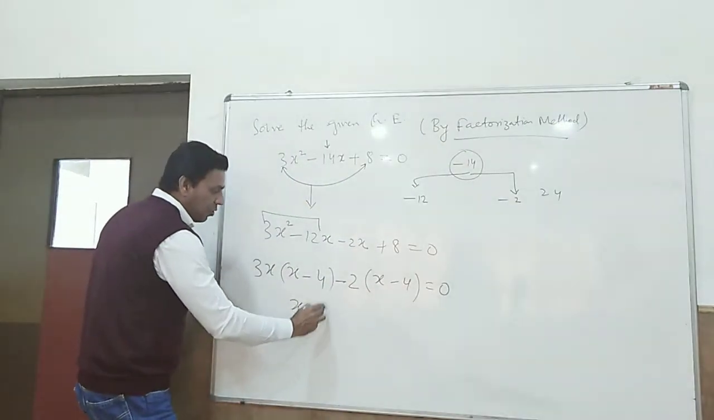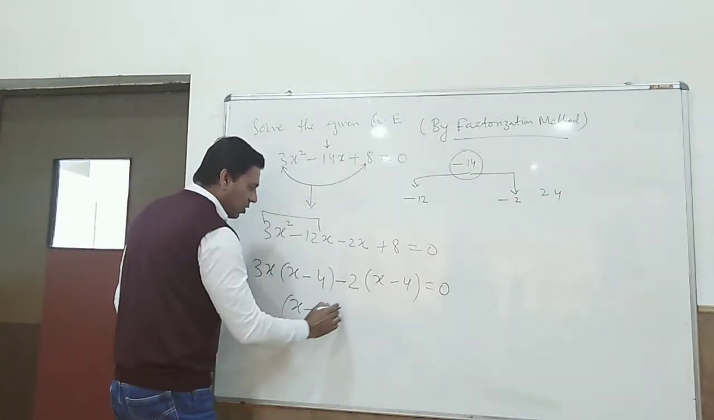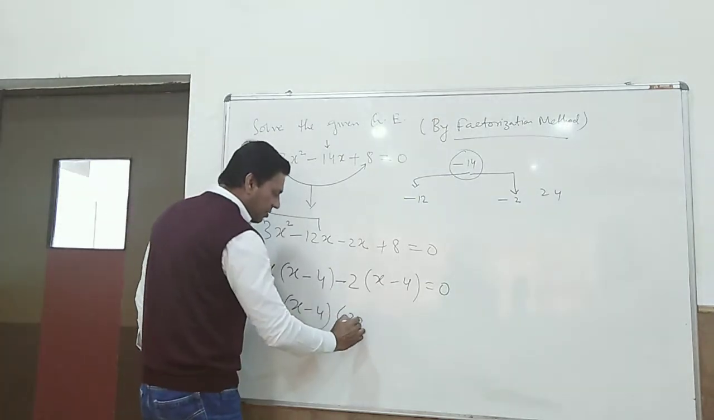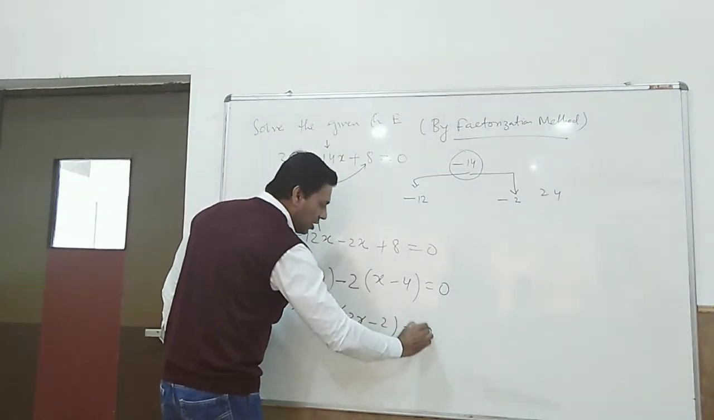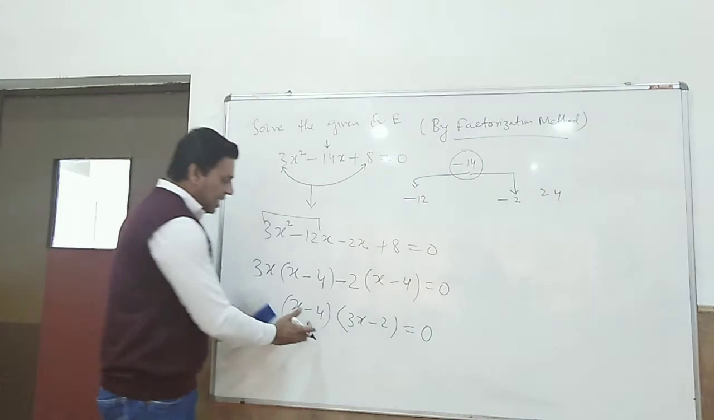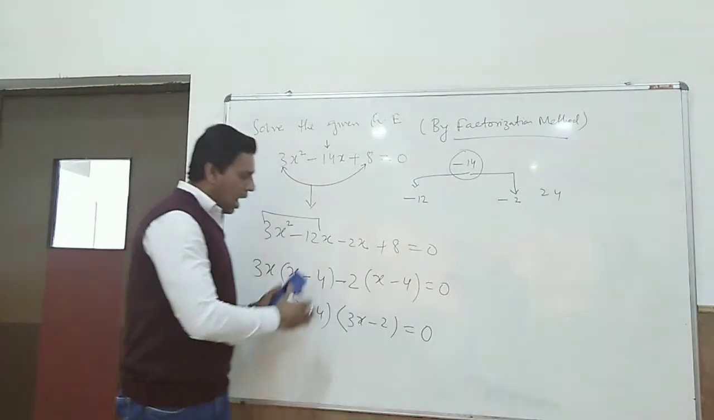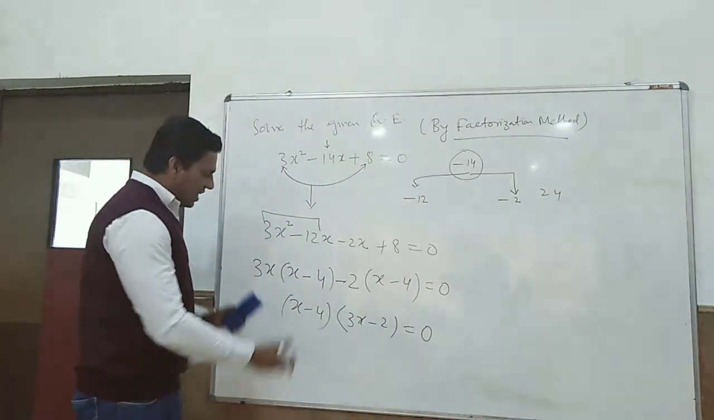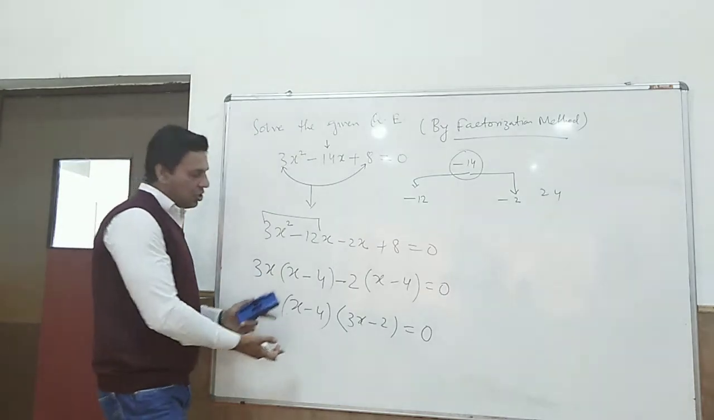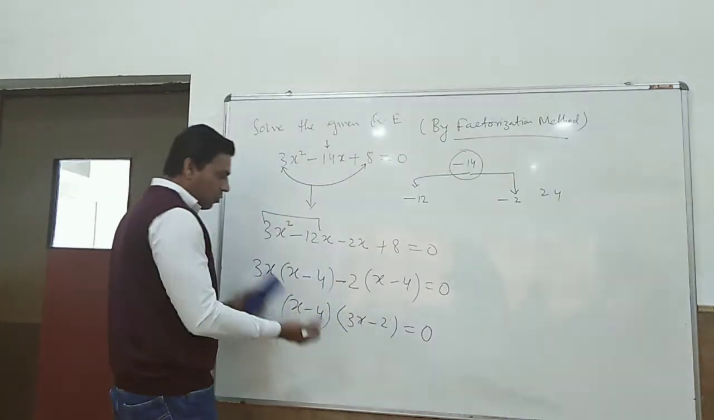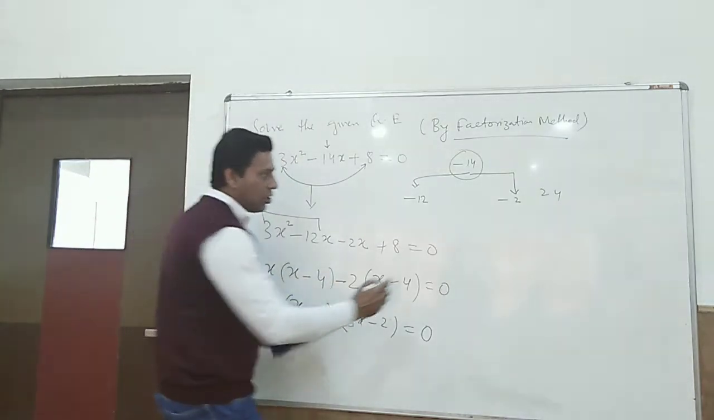Then this bracket x minus 4 is again common, and we will be left with 3x minus 2 equal to 0. Now these two factors' product is 0, so either this factor may be 0 or this one. So we will put these two factors separately equal to 0.